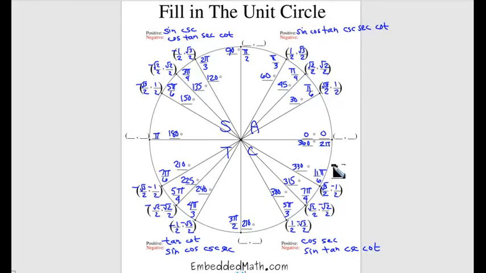And then the last thing I need to fill in are the coordinates of these quadrantal angles. Remember, it's a unit circle, so we're going 1 in each direction on our XY axis. So this would be 1, 0, 0, 1, -1, 0, and 0, -1. And that is your entire unit circle.